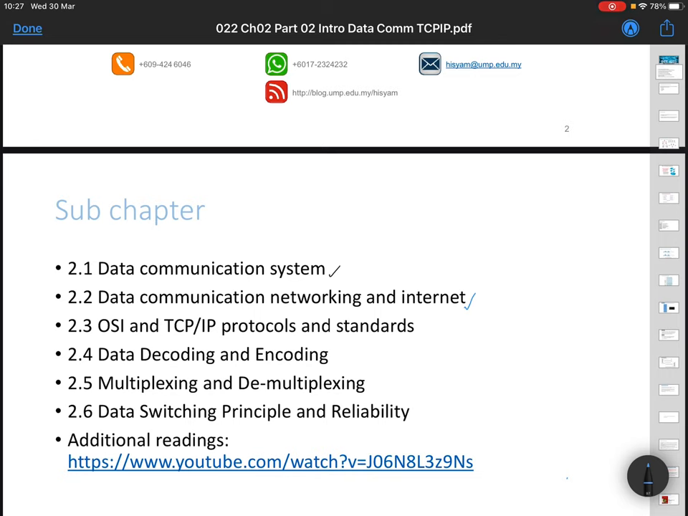I believe that some of you still remember or have heard about decoding and encoding, multiplexing and demultiplexing. This topic has been covered in the principal communication subject. And then we will discuss data switching principle and reliability.